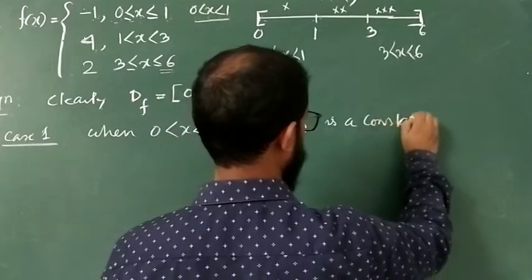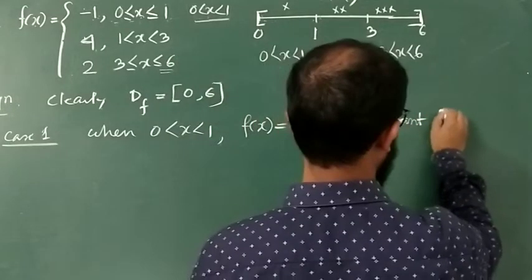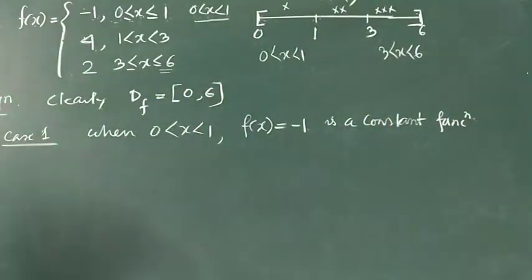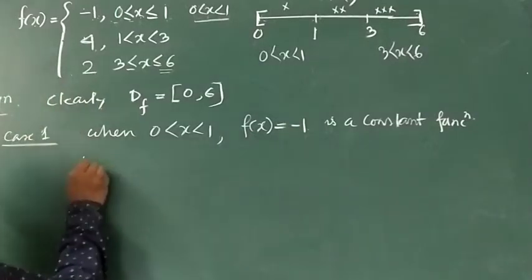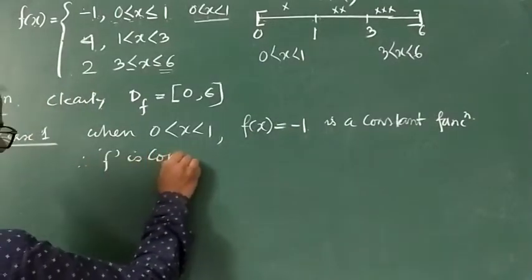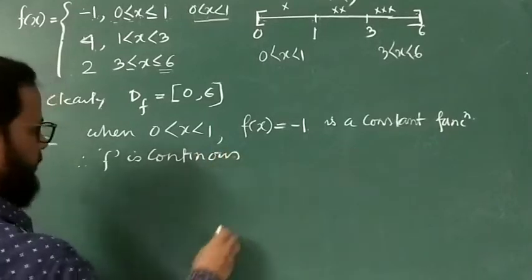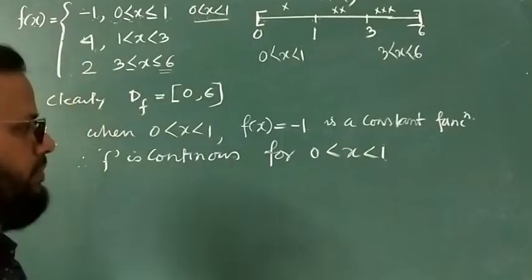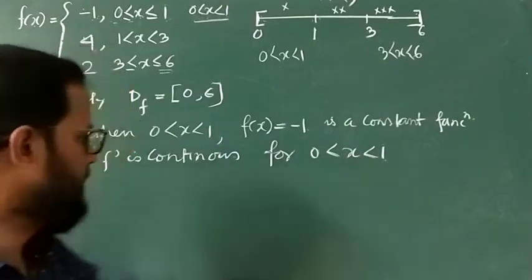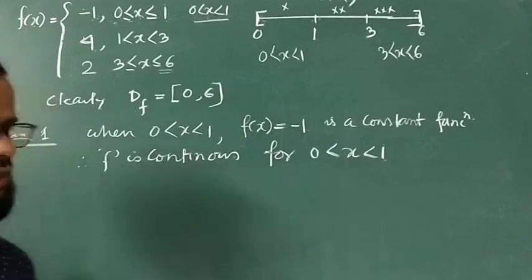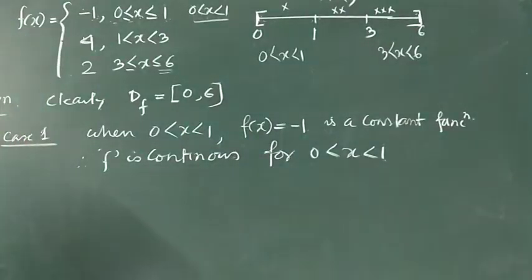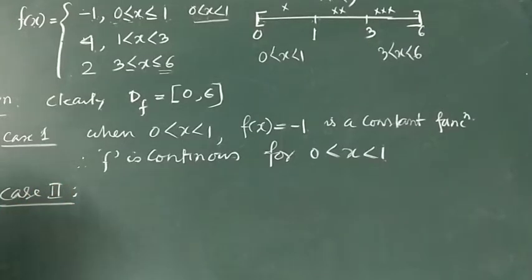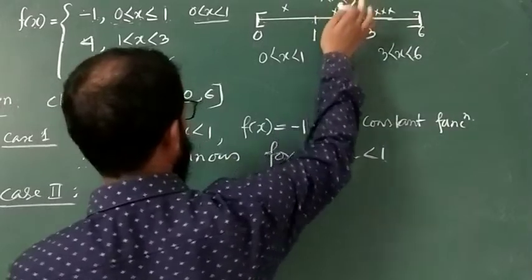And you know that this is a constant function, and we know that constant functions are always continuous. Therefore f is continuous for 0 less than x less than 1. That means whatever be the point between 0 and 1, for every point the function is continuous. Function is what? Continuous. So first case we discussed. Now case 2. Case 2 में क्या होगा? This is the case, 1 less than x less than 3.